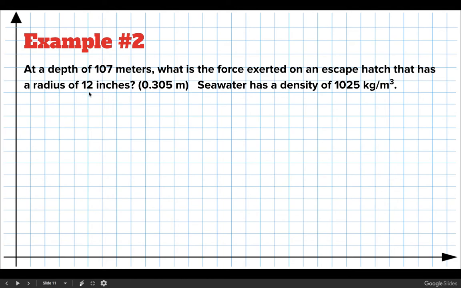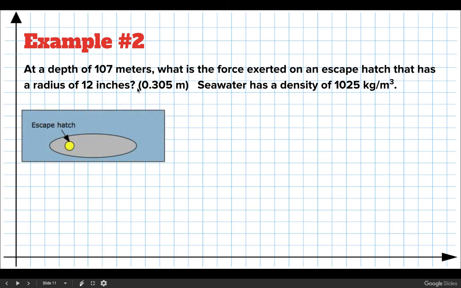So we've got an escape hatch. It's 12 inches in radius, and the seawater is pushing in on it. And what force would you need to open that hatch? Because on submarines, obviously, the doors open outwards if you're 107 meters deep in the water. So here's our diagram. What we know is the density, because it's seawater, the density is slightly greater than fresh water. The depth in the water is 107 meters, and the radius of our little circle here is 0.305 meters.